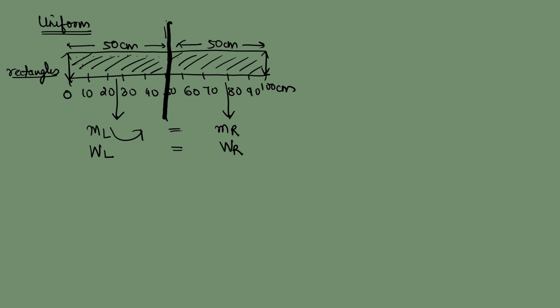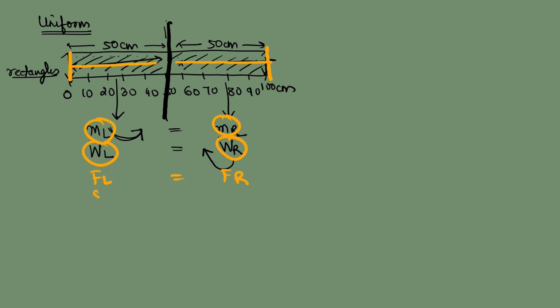So M L will try to move because of the weight due to L. The body will try to move in the anti-clockwise manner, and because of the right hand side, it will again move towards the pivot. It will try to move in the clockwise manner. We know that the distances are the same. Both are 50 centimeter from the end, correct? From this side, the distance is 50 centimeter. From this side, the distance is 50 centimeter. Mass is also the same. Weight is also the same.